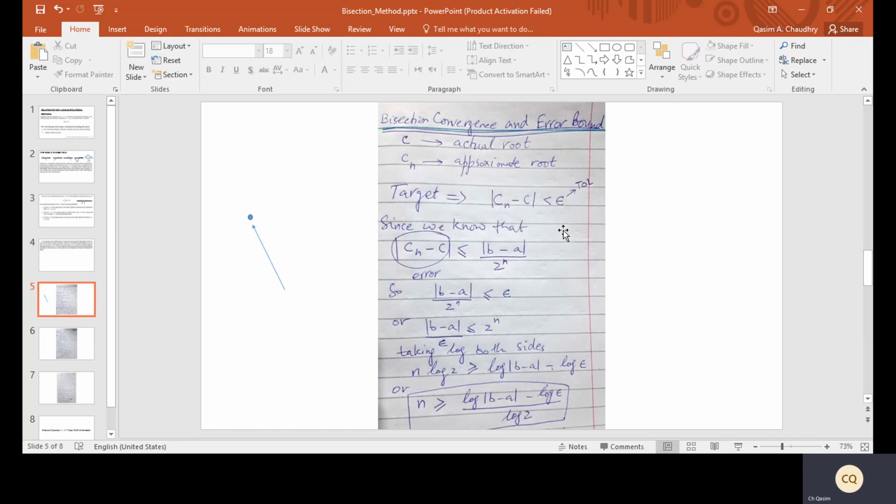But of course, if you go ahead and do maybe 50 steps, you will be very close to the root. If you make it 100, you will be even closer. But the question is, what if you are told that you can tolerate this error?